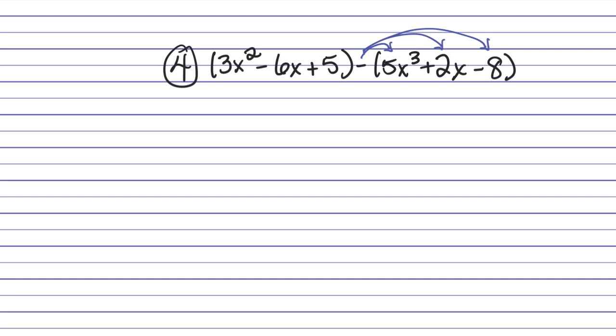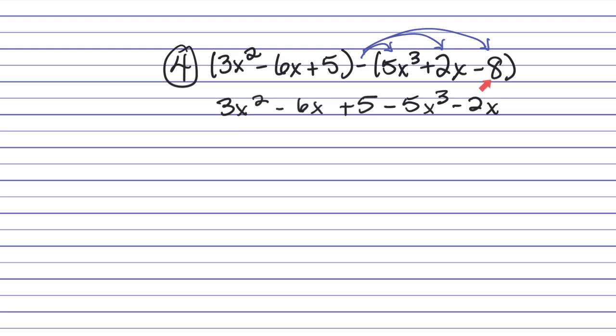So what that looks like is I'm going to rewrite my first term, 3x squared minus 6x plus 5. Now, since I'm distributing that negative, each of the terms is going to be the opposite sign. So I'm basically flipping the signs. So since this 5x cubed was positive, now it's going to become negative 5x cubed. This 2x squared was positive, now it's going to become negative 2x squared.